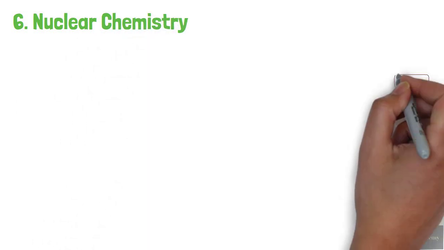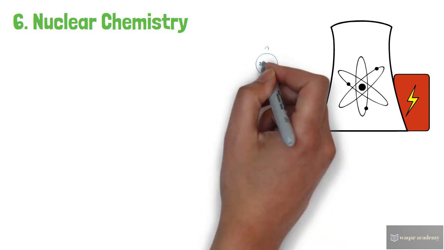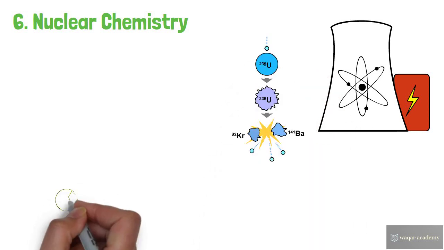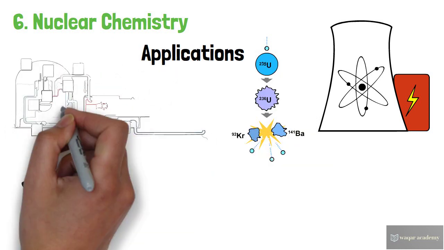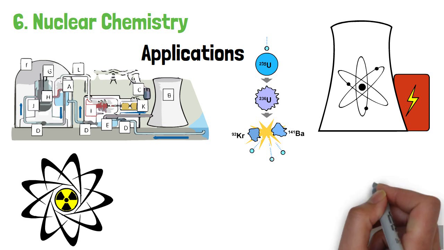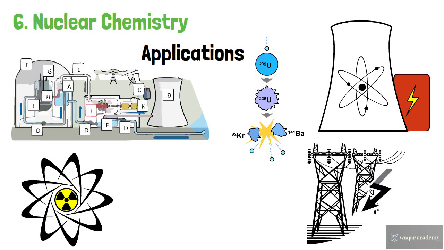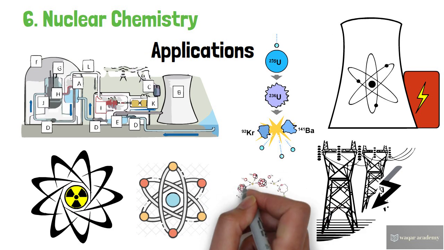6. Nuclear chemistry. Definition. Nuclear chemistry deals with radioactivity, nuclear processes, and properties. Applications. This branch is concerned with atomic energy and its uses, including radiotherapy in medicine, food preservation, and the generation of electrical power through nuclear reactors.